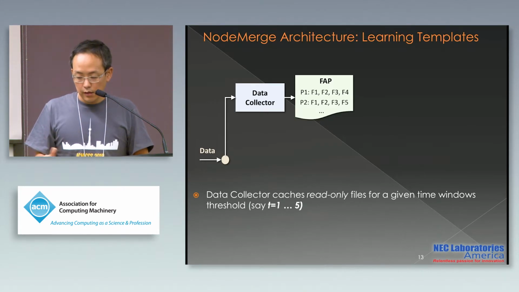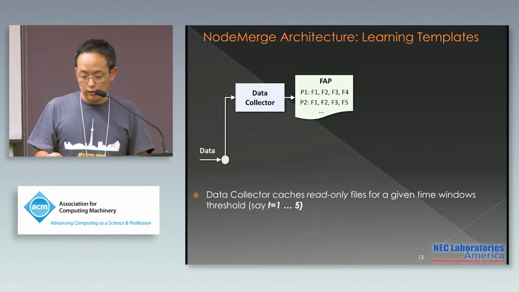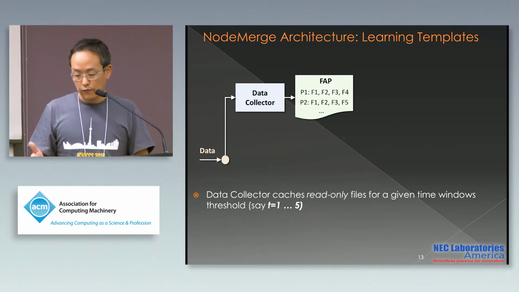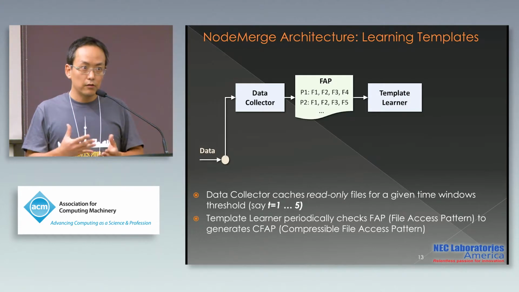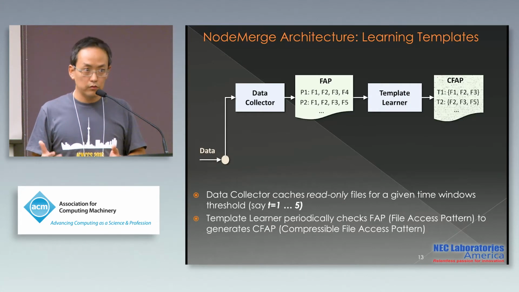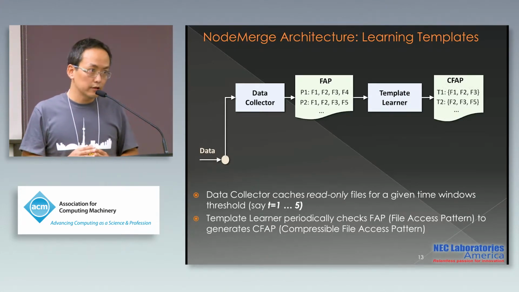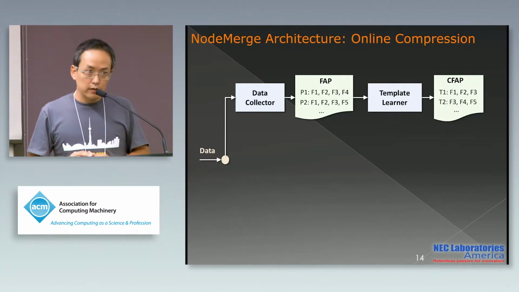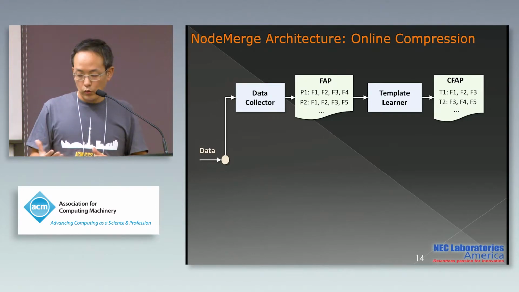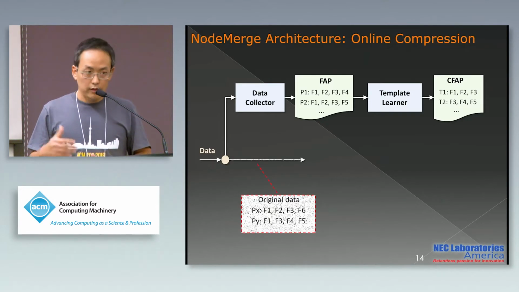In this case, process 1 has file 1, 2, 3, 4, and process 2 has file 1, 2, 3, 5. This file access pattern is given to the template learner. From here, we want to build the compressible file access pattern on the fly. This is some of the challenge that we want to address later. Having said that, we generate the template with our template learner in action.